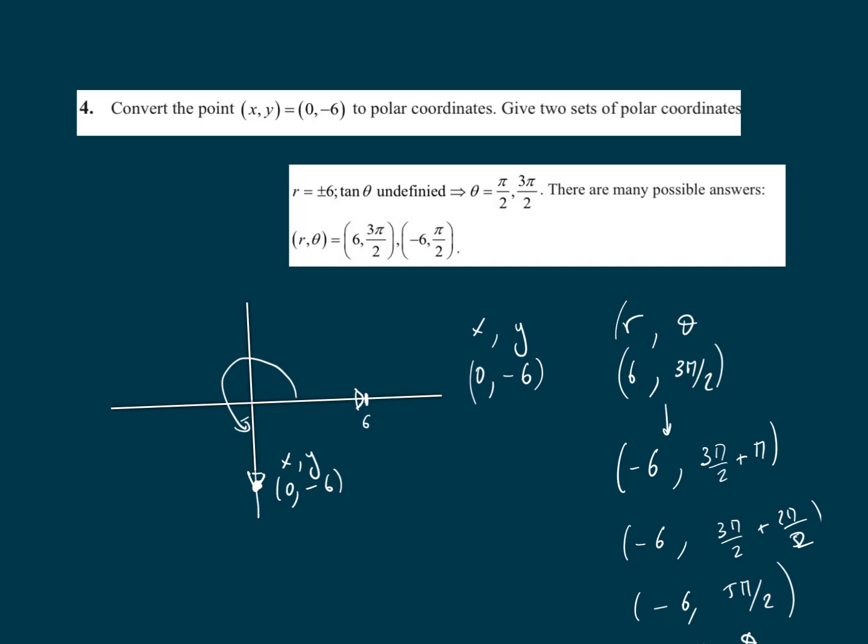Now I can play with this number. If, instead of 6, I write minus 6, I will add pi to 3 pi divided by 2. So the point 6, 3 pi divided by 2 in polar coordinates is the same point as the point minus 6, 3 pi divided by 2 plus pi. 3 pi divided by 2 plus pi is 5 pi divided by 2. So it's the same point as the point minus 6, comma 5 pi divided by 2, the r and the theta.